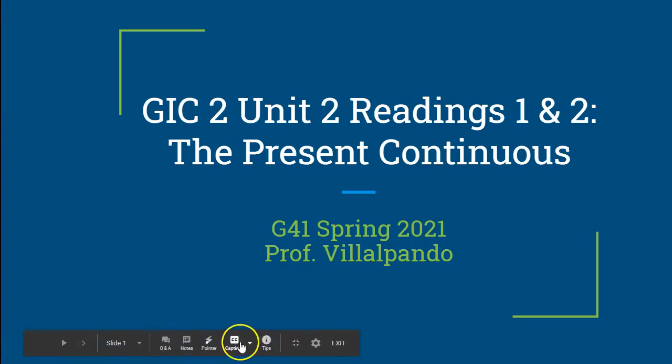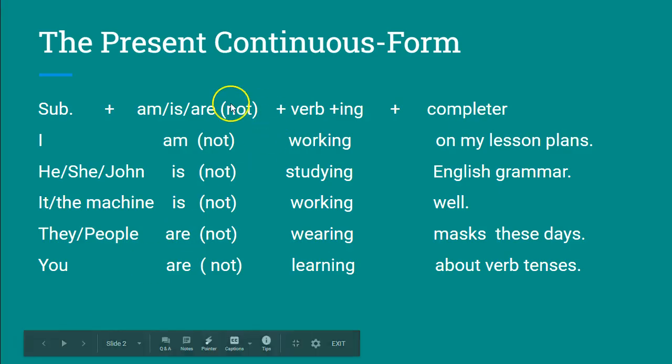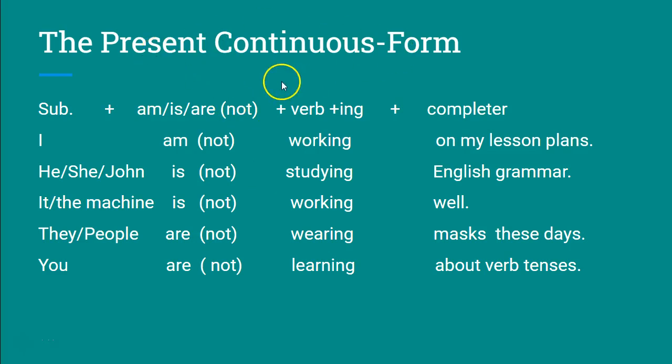Today we're going to talk about the present continuous. So here is the form of present continuous. We have a subject, a present tense be verb, am, is, or are, depending on the subject, not for a negative, and then a verb with ing, and many times a completer to the sentence.